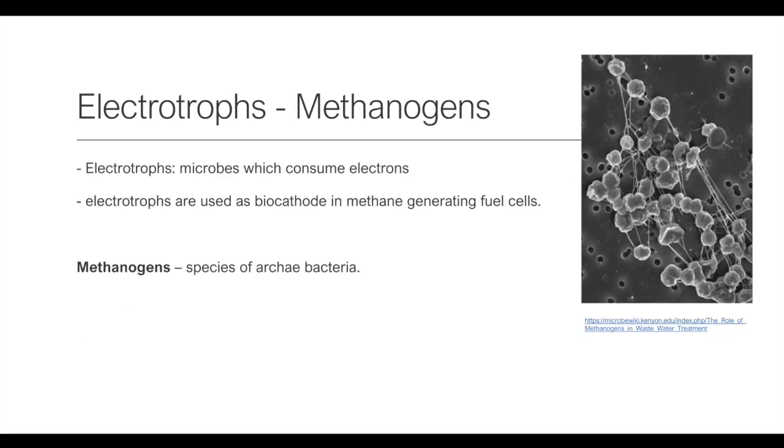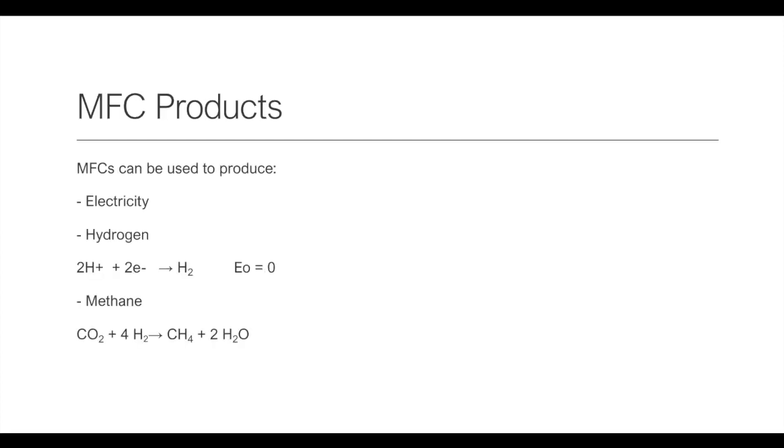Microbes can be used at the cathode to catalyze the reduction reaction. The most common use of this is methanogens reducing CO2 to make methane. Methanogens are a species of archaea bacteria that live in anaerobic conditions, such as in bogs or in the human digestive system. As well as pure electricity production, MFCs can be used in hydrogen production and methane production.